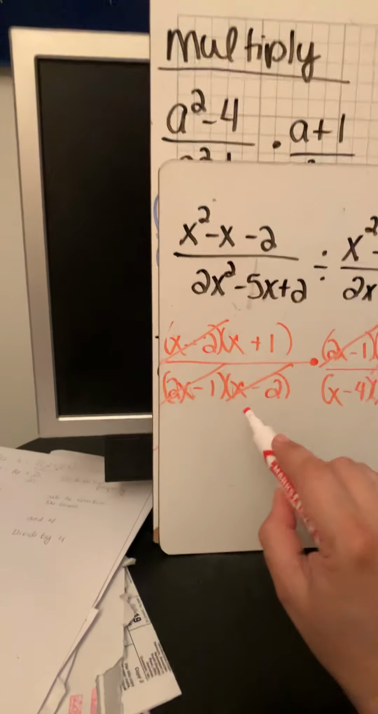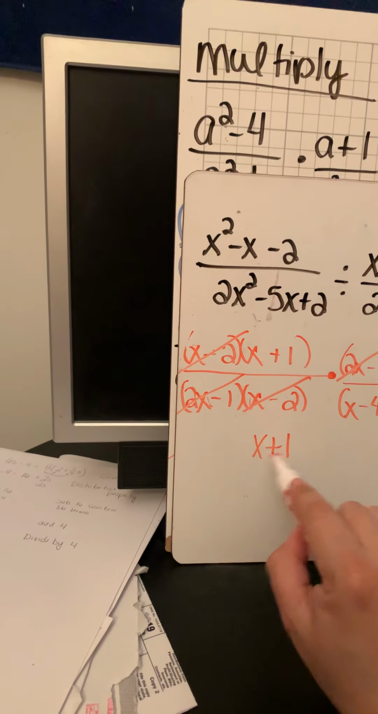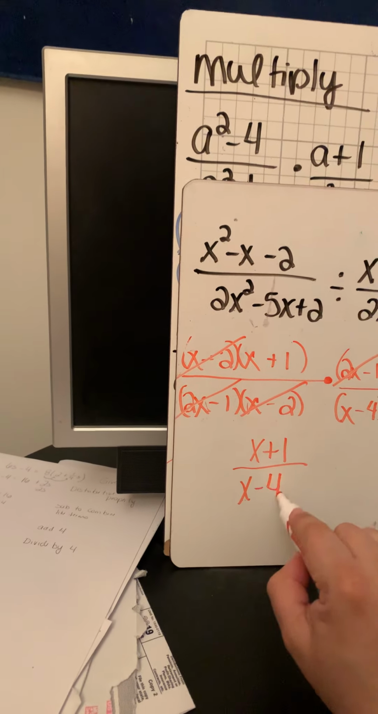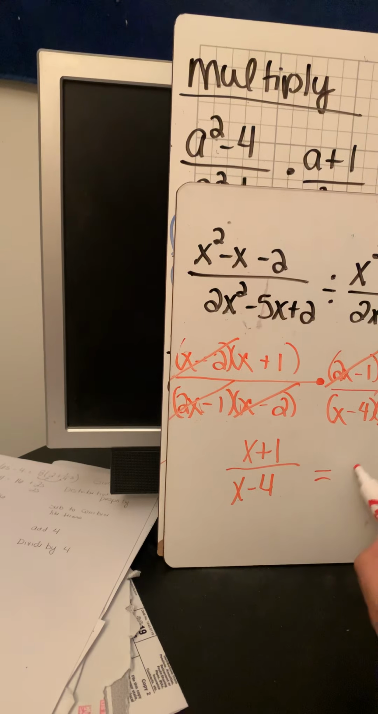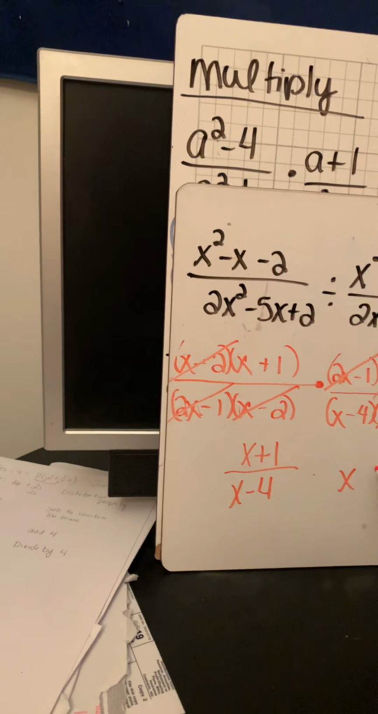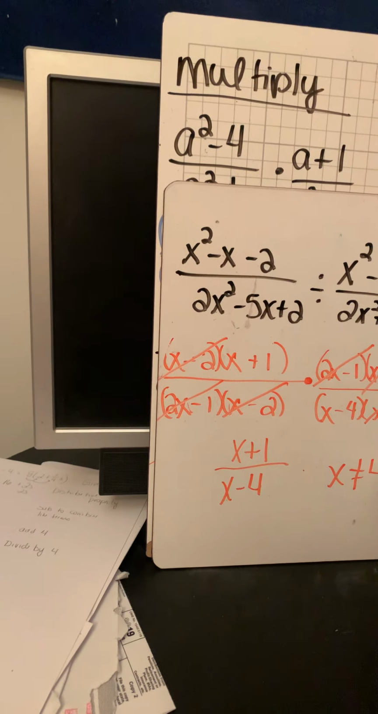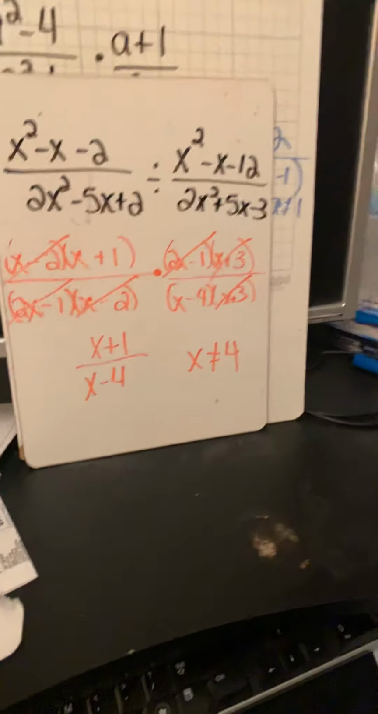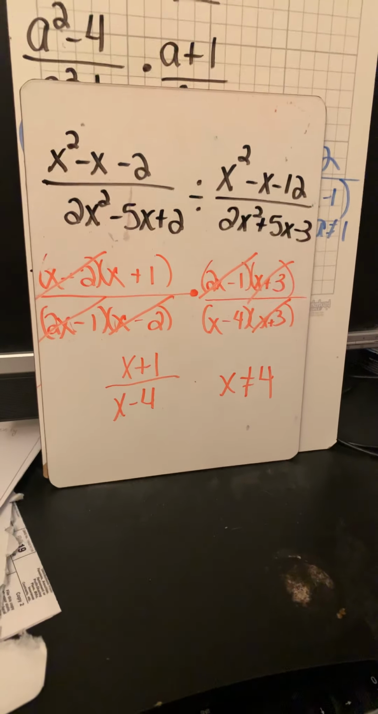What are we left with? X plus 1 over x minus 4. X, I don't know why I put equals there, cannot equal 4. That would be your restriction. And that's all you're doing today.